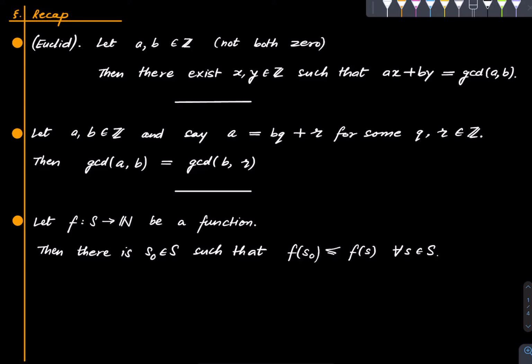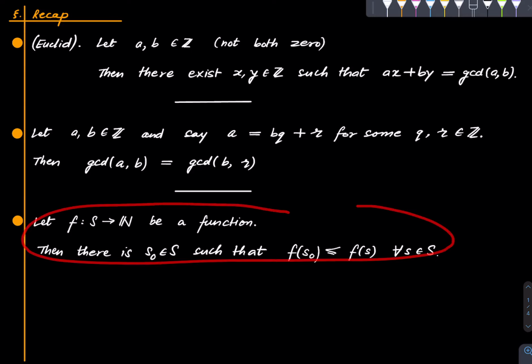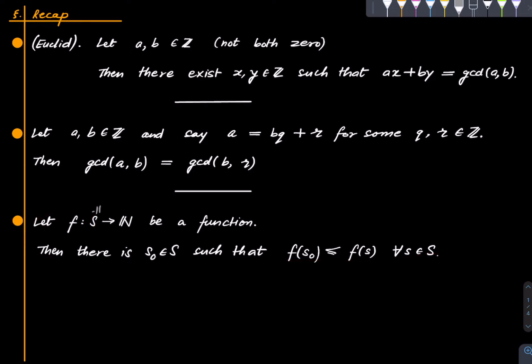Lastly, I would like to recall a version of the well-ordering principle. Suppose I have a set S, and of course I'm assuming it's non-empty, and we are given any function from S to N. Then there is some element of S for which the f value at that point is the smallest amongst all f values. This is nothing more interesting than the standard well-ordering principle, which says that any non-empty subset of natural numbers has the smallest element. It's an immediate corollary of that. But this is the form that we will use.